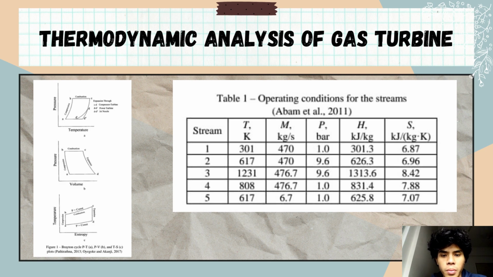Moving on to the method of performance analysis. Based on the thermodynamic analysis of the gas turbine, these are the graphs of the data of the gas turbine. Below are the graphs of pressure and temperature, pressure and volume, and temperature and entropy of the gas turbine. On the right side is shown the table of operating conditions for the streams. Based on the streams shown in the gas turbine, the values are increasing from stream 1 until 3. However, in streams 4 and 5, the values are decreasing.